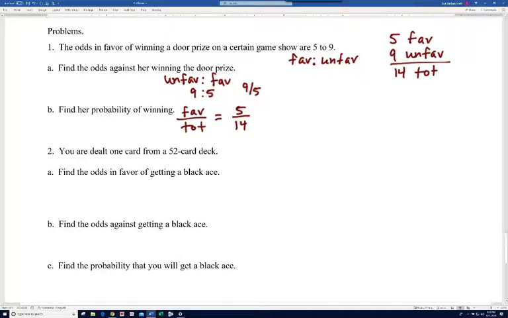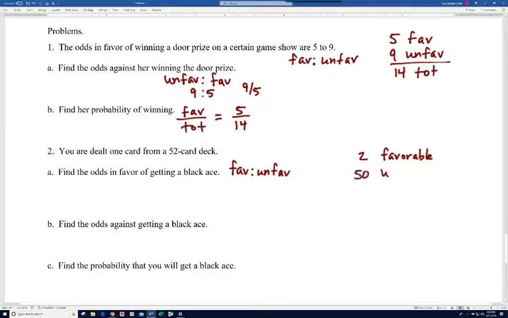So on number 2, it says you are dealt 1 card from a 52 card deck. Find the odds in favor of getting a black ace. Well, let's go ahead and write out our outcomes. So we know our ratio here, since it's odds in favor, is the ratio of favorable to unfavorable outcomes. So we have 2 favorable outcomes. That's when you get a black ace, right? Because there's the ace of spades and there's the ace of clubs.